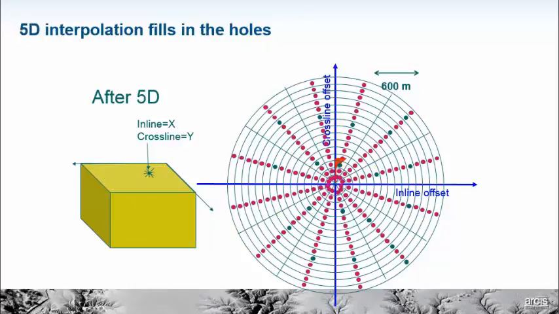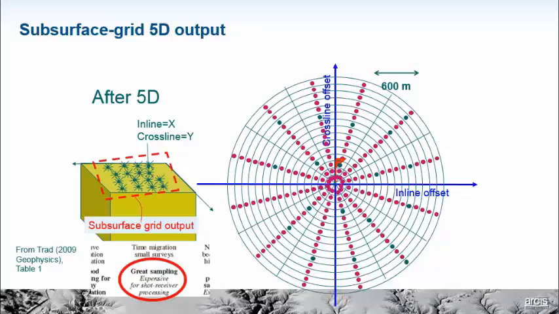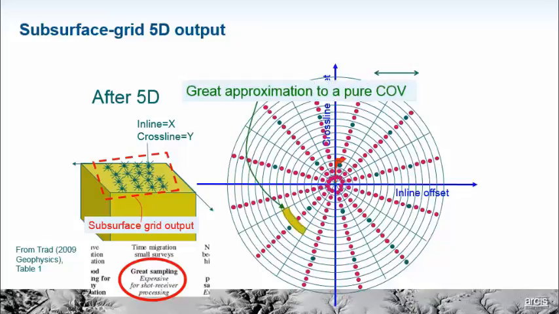So 5D interpolation, like magic, presto, fills in all these holes. You get this wonderfully, magically sampled set of traces at this fixed CMP, all the offsets and azimuths populated. And we call this subsurface grid output for what that's worth. I want to emphasize that I'm focusing on one particular CMP here, but behind the scenes, this magical algorithm is filling things in for all the CMPs. And Daniel Trad, who's the inventor of 5D interpolation, he himself calls this subsurface grid output great sampling. And so we like to use this domain.